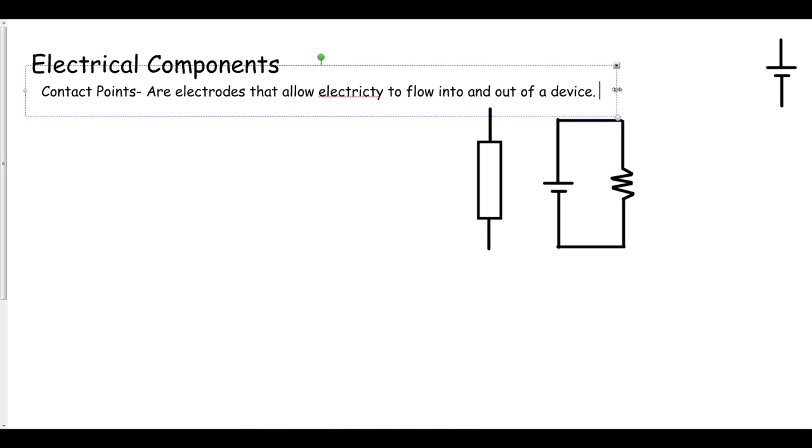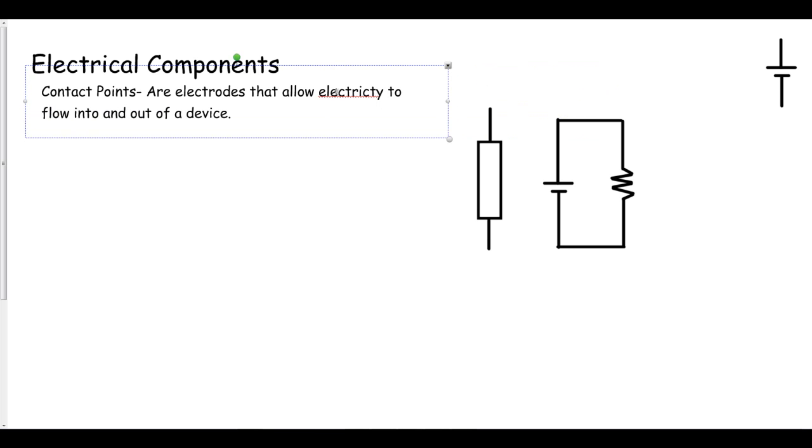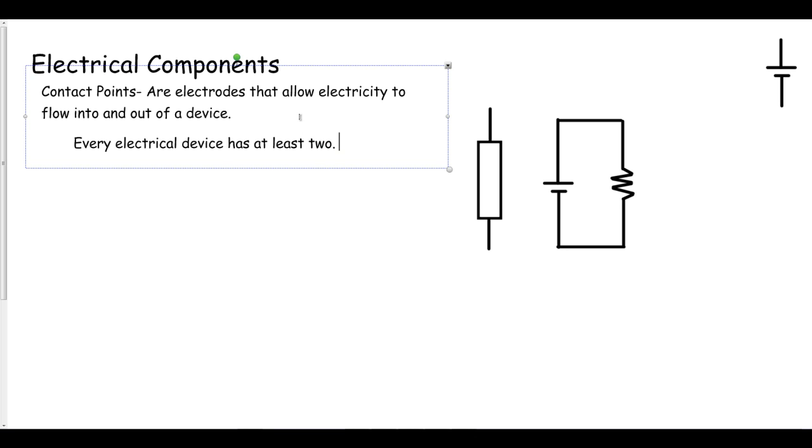Now I'm going to move this over so that we're not getting over here into my pictures. So contact points are electrodes that allow electricity to flow into and out of a device. So think of these as the entrance and an exit that is going to connect the device into our circuit. Here's something that we need to know about these. Every device or component has at least two. Some have more, some have multiple electrodes.